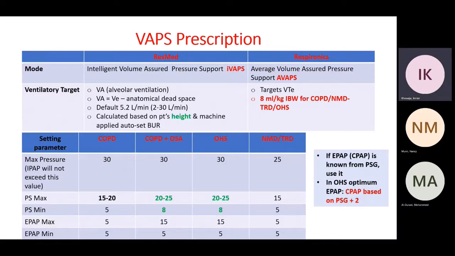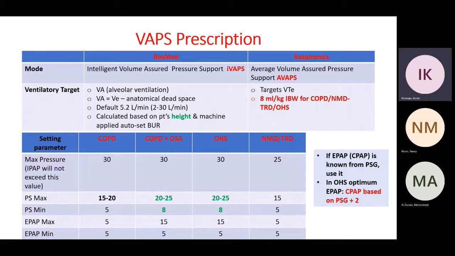So as you see, on the left side column I have ResMed, and on the other side is Respironics. I'm not sure if you guys have heard about iVAPS before, because we have iVAPS and we have AVAPS. I don't want you to get lost in this. So the Philips Respironics is the AVAPS, which is average volume assured pressure support. The other one is intelligent volume assured pressure support. So roughly they are about the same when it comes to their efficacy and the effect that you're going to achieve, but there are little differences.